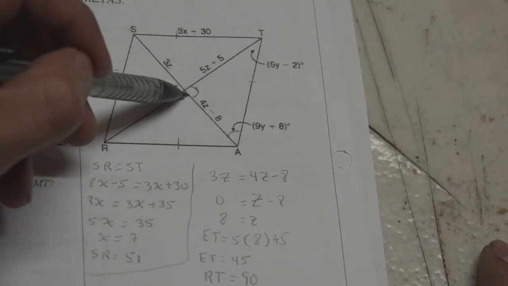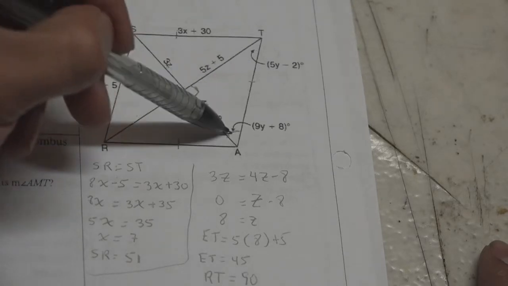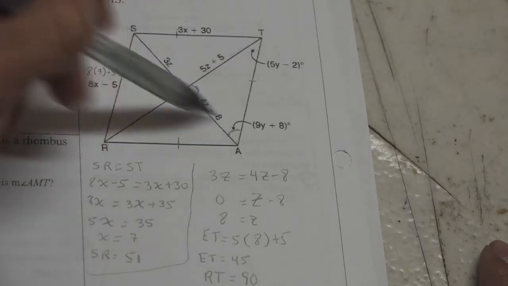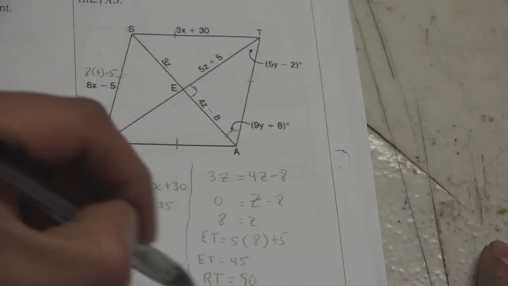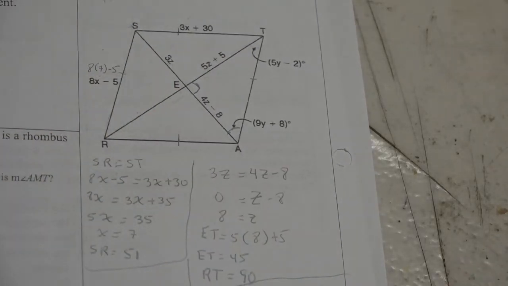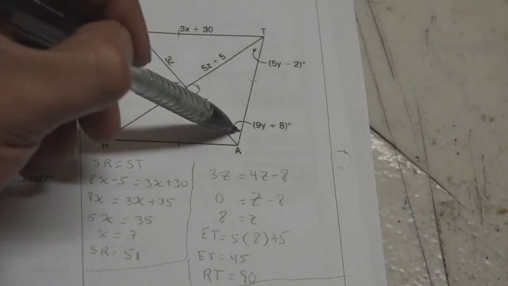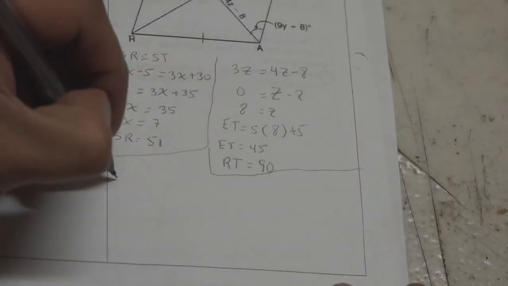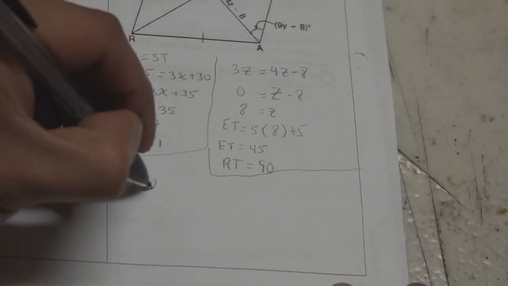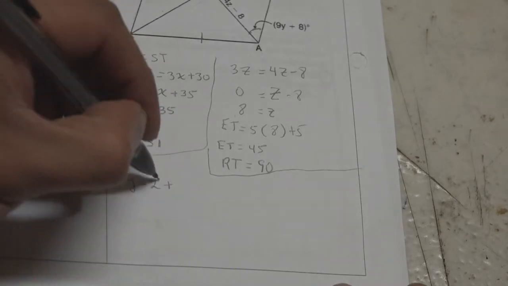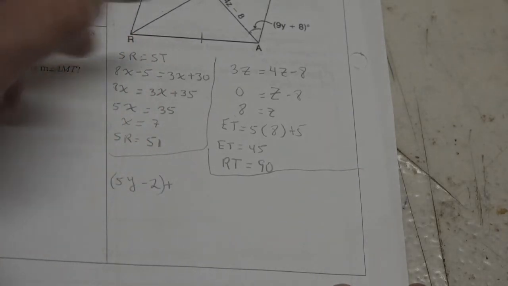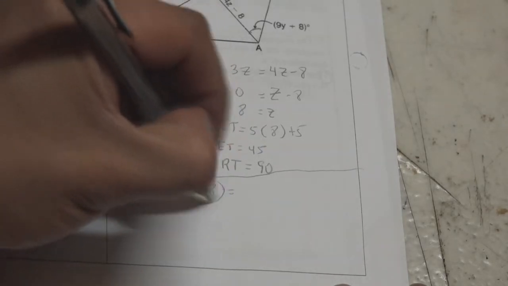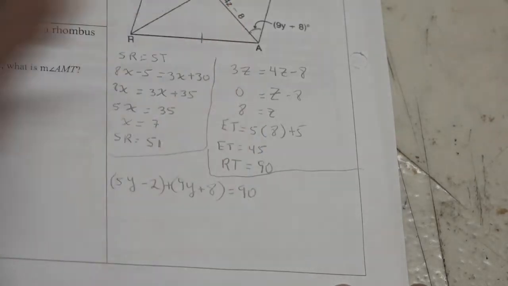Okay, so this is 90 degrees. So therefore, between this angle and this angle, there must be another 90 degrees because the whole triangle has 180 degrees. See how I think? So this plus this should equal 90. So that's exactly what I'm going to write. I'm going to write (5y minus 2) plus (9y plus 8), with parentheses around them, equals 90.